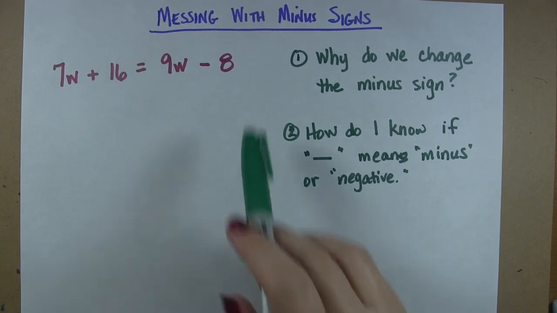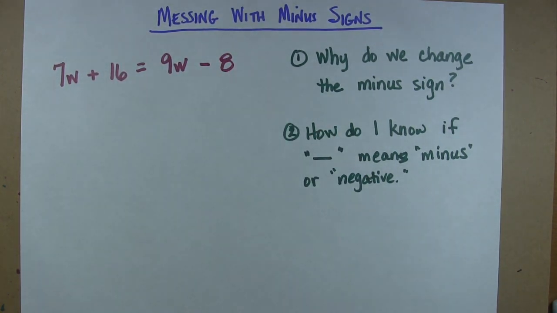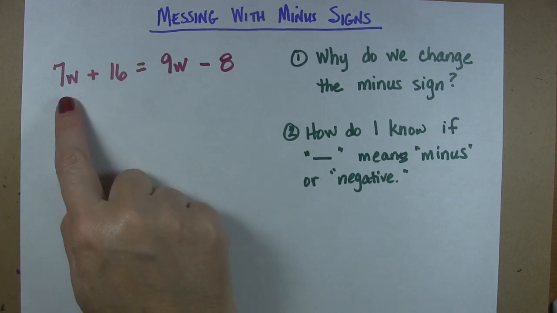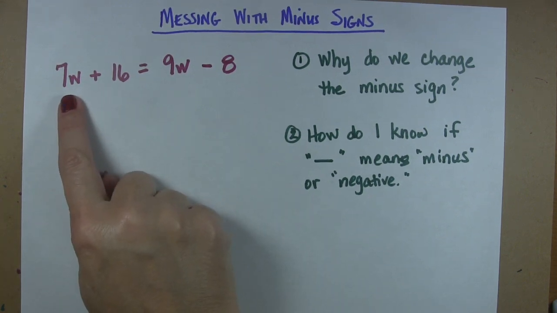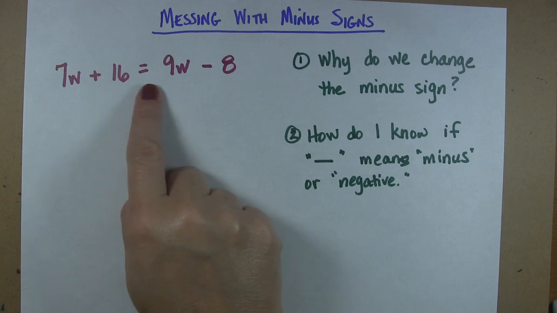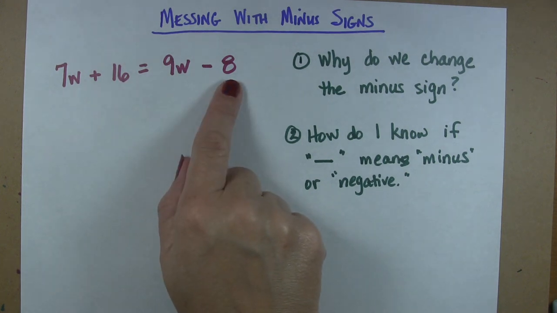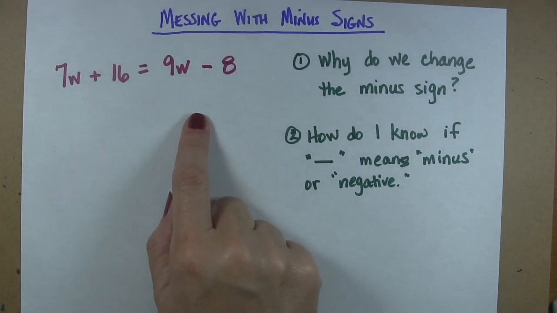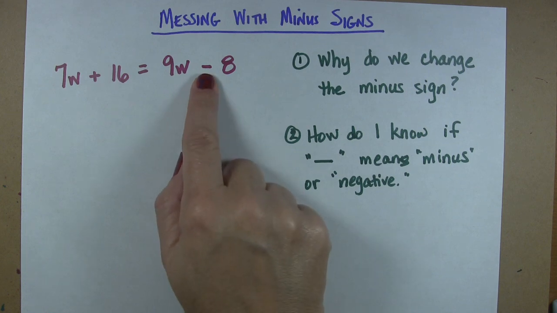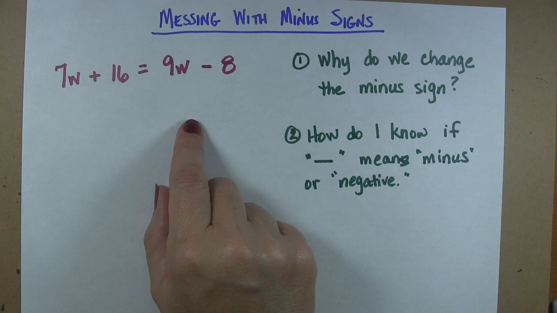Hello everybody! We're going to do a short video on messing with minus signs. The reason we're doing this video is that I just got an email from a student of mine, and she said she was looking at this problem, 7w plus 16 equals 9w plus 8. And when I had worked out the solution to this, I changed this minus sign to plus a negative. And she had two questions for me.